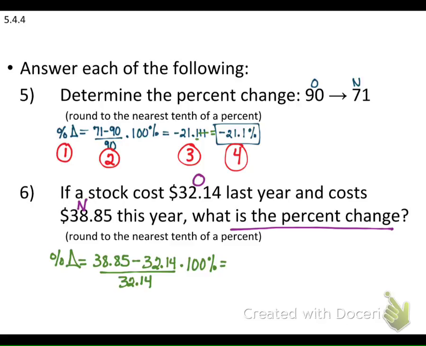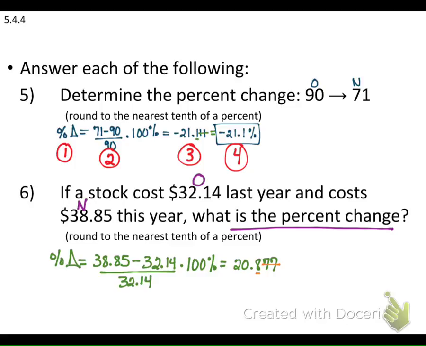Okay, let's see what you got. Did you guys get 20.87741133? That's what you guys got? Multiply it by 100, right? Is that what we got? Yeah. Okay, so we got 20.87. Now the direction tells us to round it to the nearest 1/10 of a percent. So what number is in my 10th spot? The 8. Everything behind it I can drop.